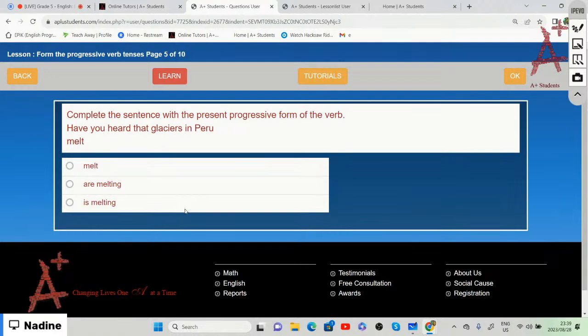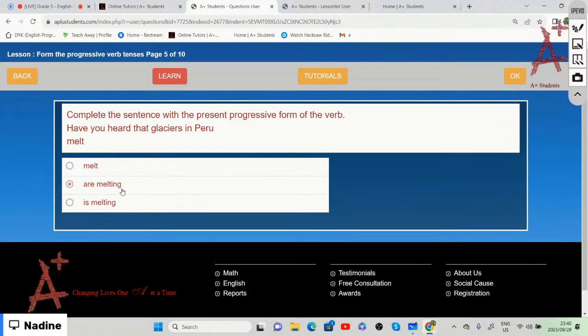Have you heard that glaciers in Peru melt? We need to complete the sentence with the present progressive form of the verb. Present progressive, which means: is it melt, are melting, or is melting? Have you heard that glaciers in Peru are melting, is melting, or melt, right?